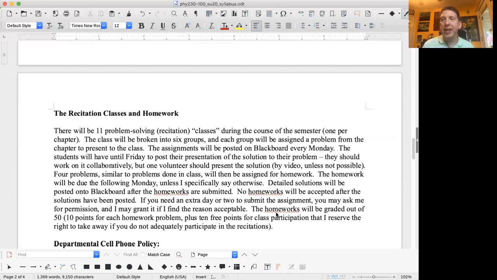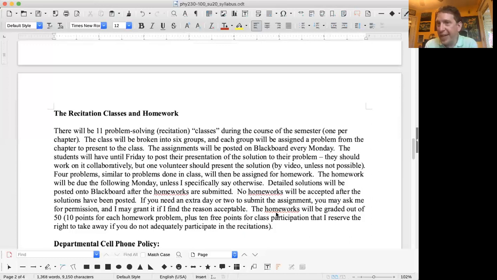And it could be, I mean, if you need to write it down, that's fine. If you don't have the means of videotaping it in some manner and then submitting it to Blackboard, you can just write down the solution and post that to Blackboard as well. But work together on that.